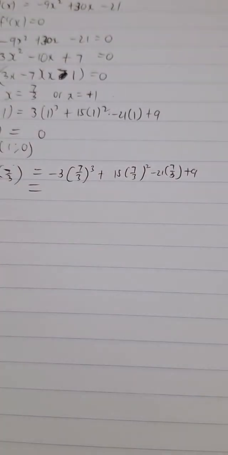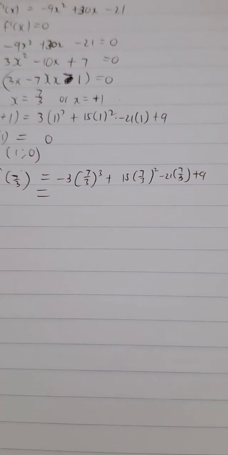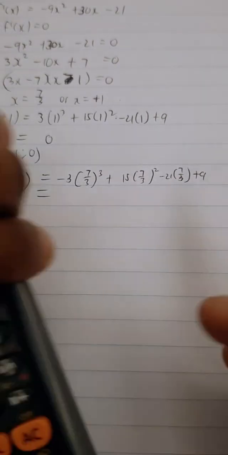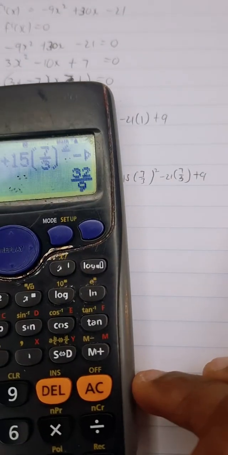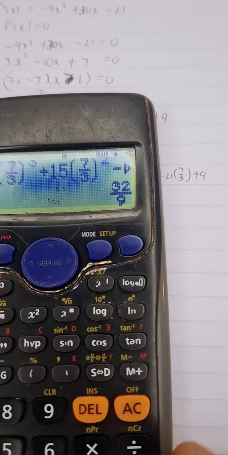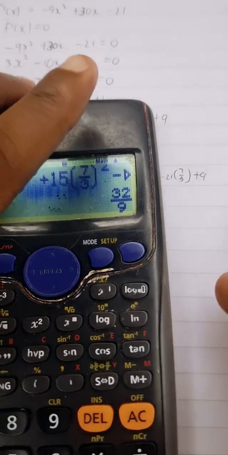You see, so it's good to write these things out so that you can see them. Now we can see everything. Now we can go ahead and press equal. You see now, 32 over 9. So that means f of 7 over 3 is 32 over 9.